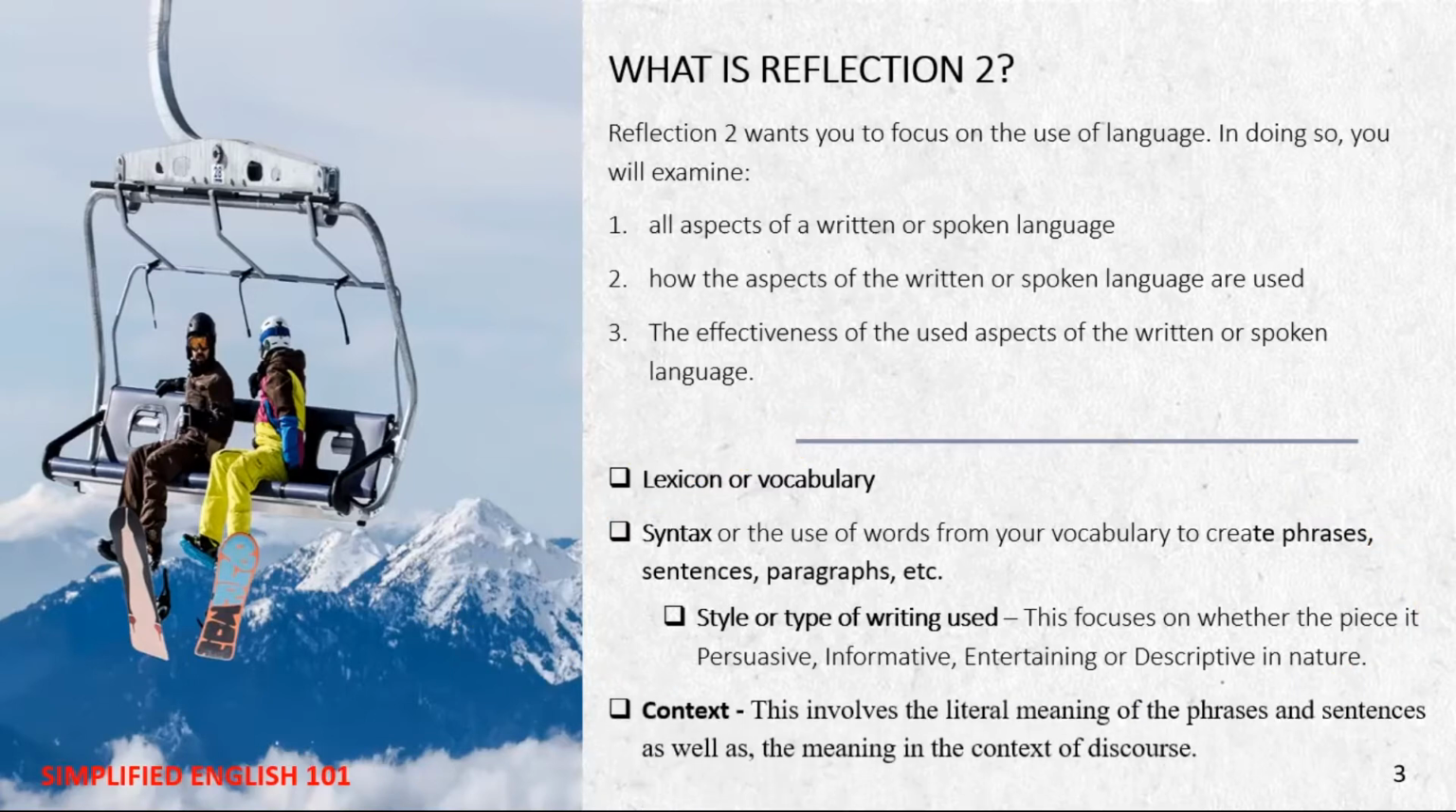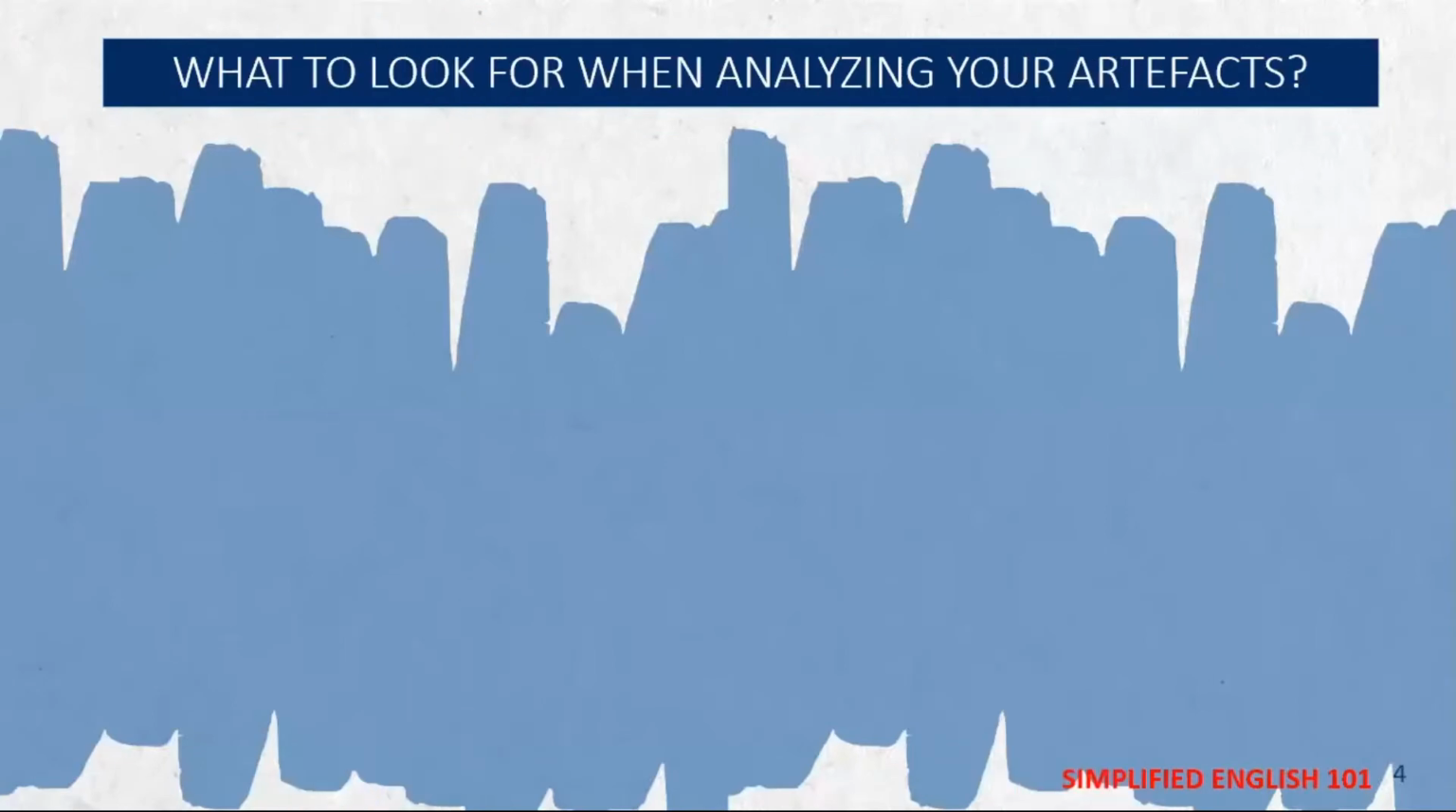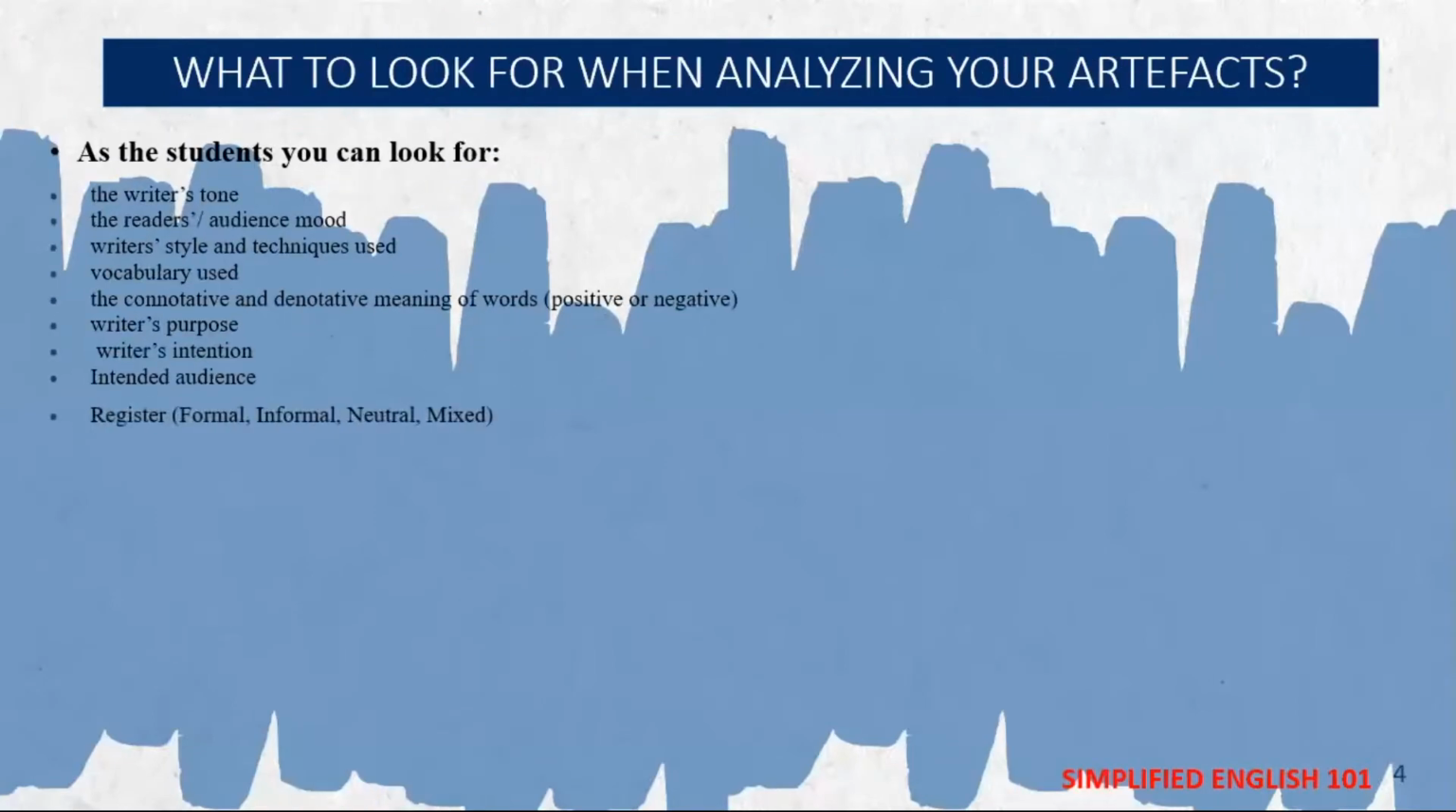Finally, I'll encourage you to look at the context. Now, this involves the literal meaning of phrases and sentences, as well as the meaning of context of this course. It is our language, which includes all of what we discussed earlier, working together to convey a particular meaning. Clearly, context involves a lot of other things. As the researcher, when you select your artifacts, you want to look for and be able to identify the context in which the language is used. So on the next slide, I've created a list of things that you can look out for.